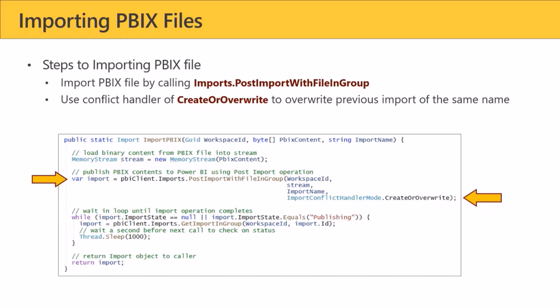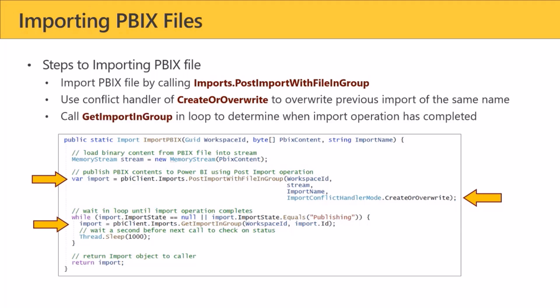So create or overwrite says, if there's not an imported dataset and report of the same name, go ahead and create it. If there is one of the same name, replace that with what we're overwriting. So this is what we want in the vast majority of scenarios. Now, also, when you do the import, you've got to make sure that the import completes, because you can't patch credentials if the import operation is still ongoing.